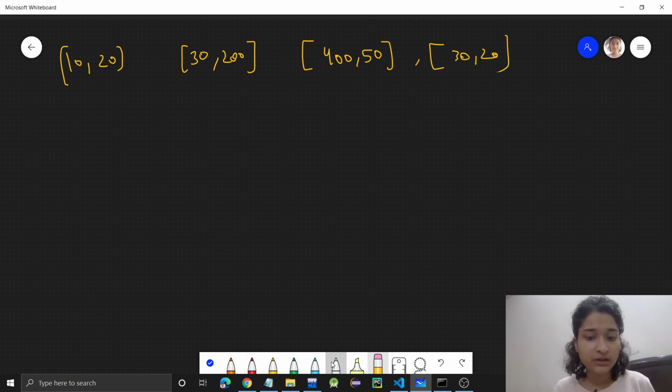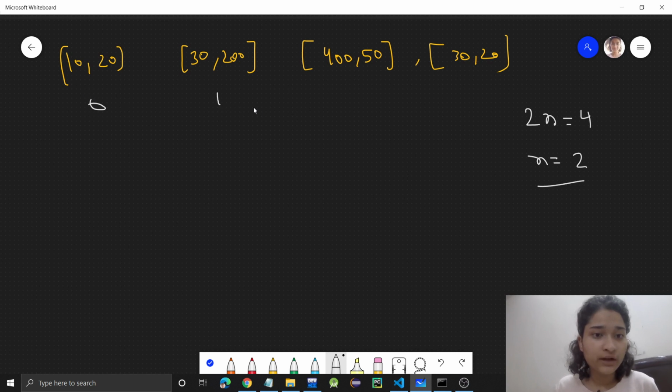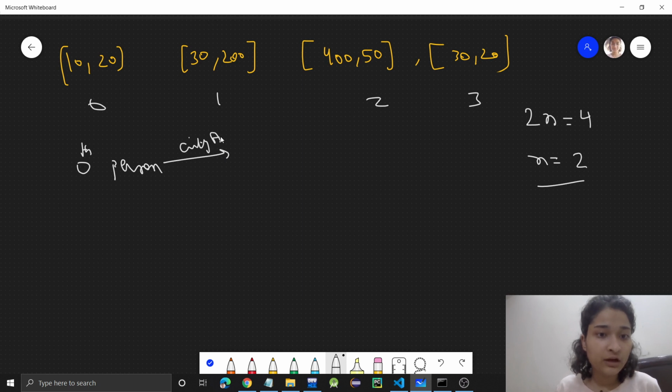What does this mean? It means that there are 2n people. These are 2n people, meaning here if 2n is 1, 2, 3, 4, then n will be 2, right? So this is 0, 1, 2, 3. Meaning for the zeroth person, if that person will go to city A, how much cost will be there? 10. If this person goes to city B, the cost will be 20.